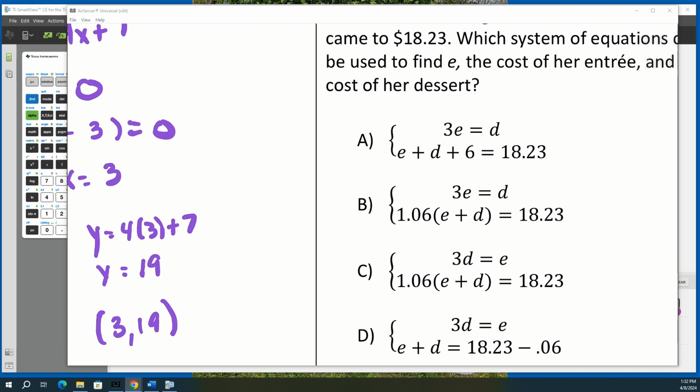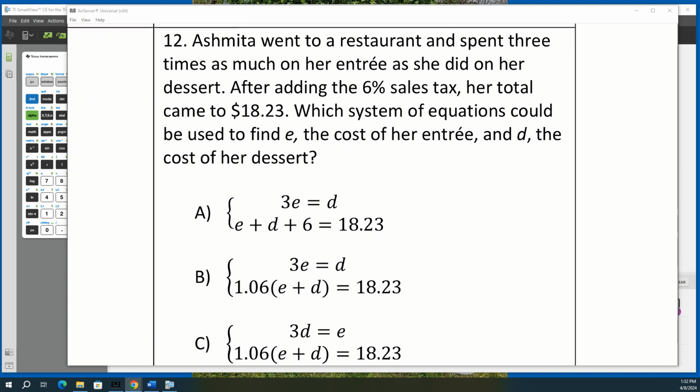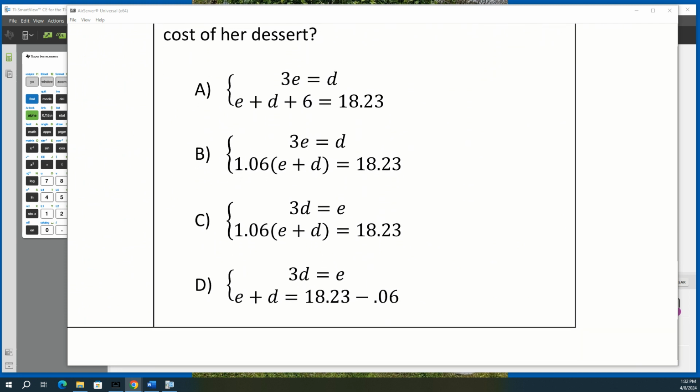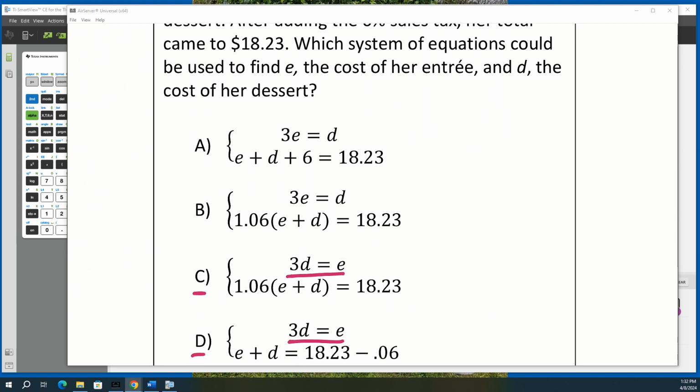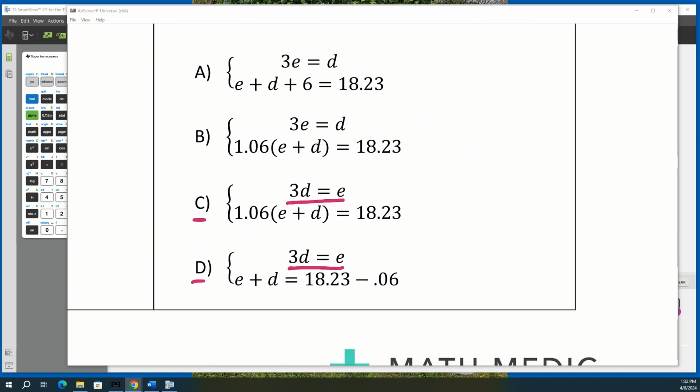All right. And then number 12, we are going to do. I'm not 100% on how you pronounce that name. Say Ashmita. Went to a restaurant and spent 3 times as much on her entree as she did on her dessert. Okay. So looking at choices A, B, and C, which one represents that? C. Yes. So C and D. So her entree is 3 times the dessert. Okay. Then after the 6% sales tax, her total was $18.23. So just looking at C and D, which one of those? That's C. Yeah, good.